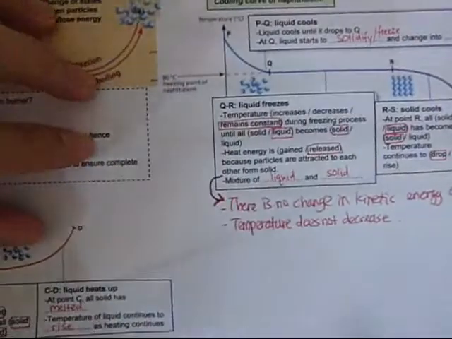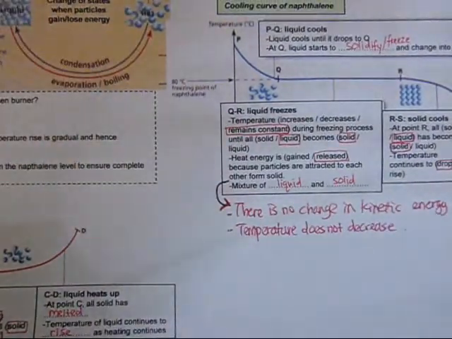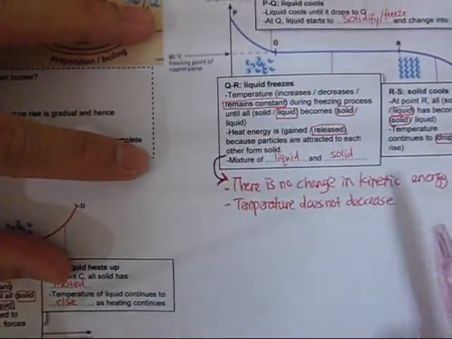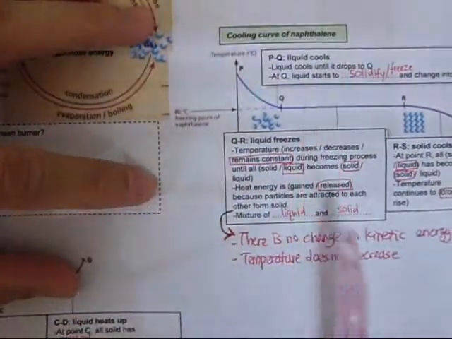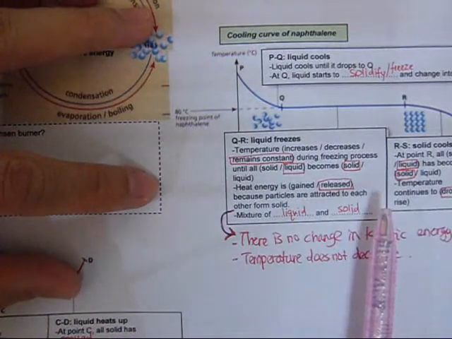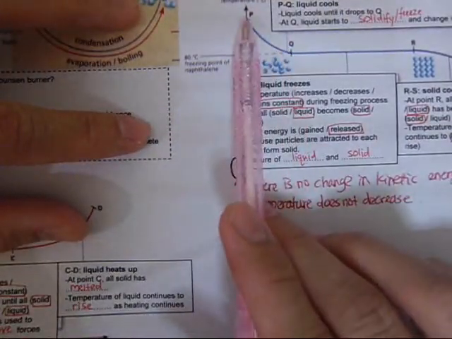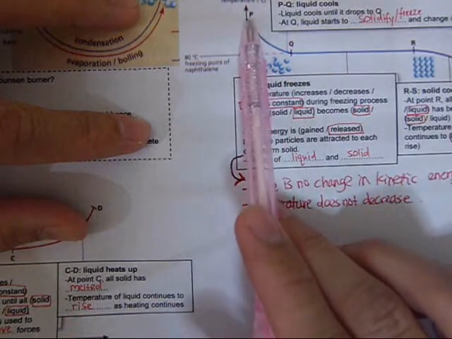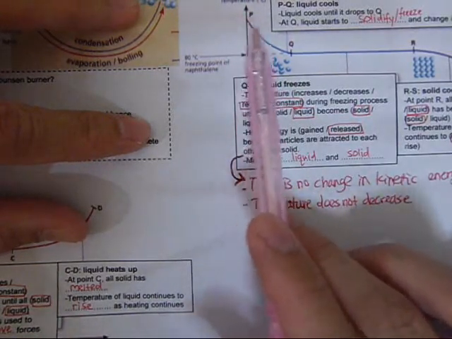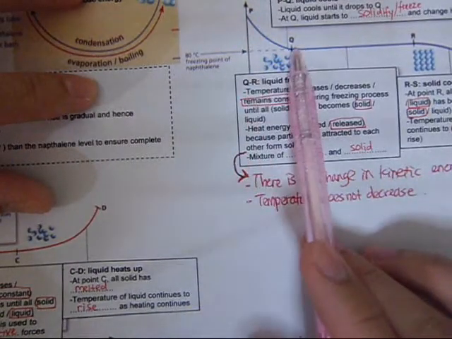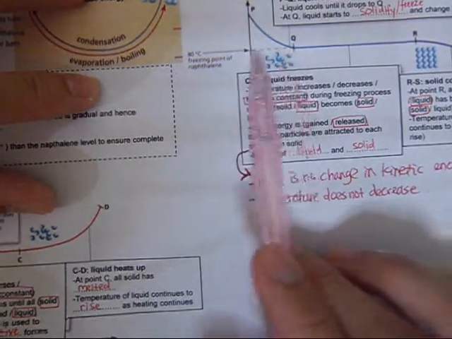Now let's look at the cooling curve. The cooling curve is something quite similar. This is when the liquid naphthalene is being cooled to solid. So P to Q. P would be the original temperature of the liquid naphthalene, and then to Q. Q is the freezing point.